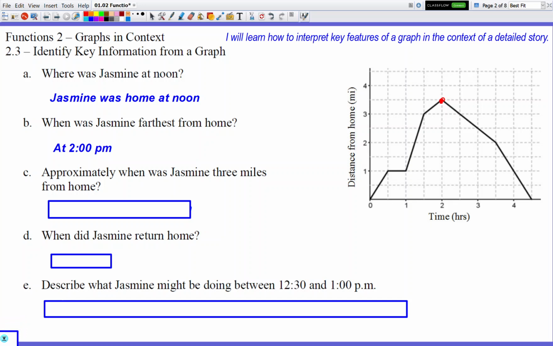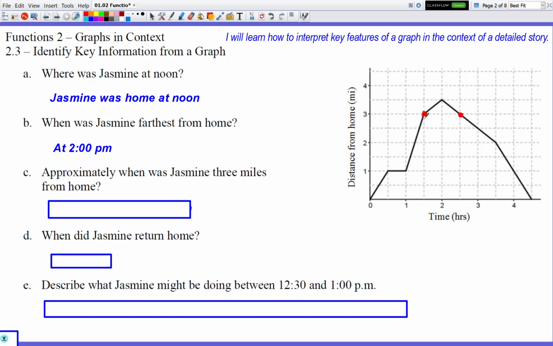And letter C. Approximately when was Jasmine 3 miles from home? Where is 3 miles? It's going to be everywhere along the 3-mile level on the y-axis. We're going to go straight across from 3, and it's going to hit the graph in 2 locations. Let me get rid of this previous dot because I don't want you to think the red dot is connected to the problem we're currently on. So we're going to put a dot at 3 miles from home and another dot at 3 miles from home again. There are 2 occurrences where she's 3 miles from home.